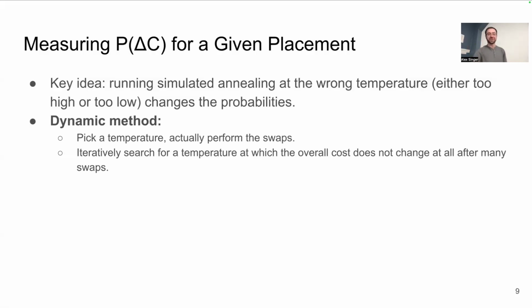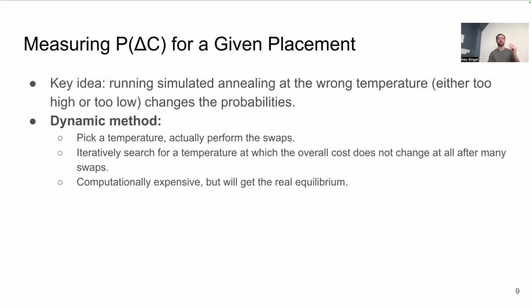This is actually quite intuitive, but you can imagine this as being very computationally expensive. Every single time I change the temperature, I'm going to have to recompute all of those swaps. And you can't just do a few of them. You have to do a lot. Like they were saying in the paper for their circuits, 10 to the 4, 10 to the 5 swaps. So you do not want to be doing this dynamic method.